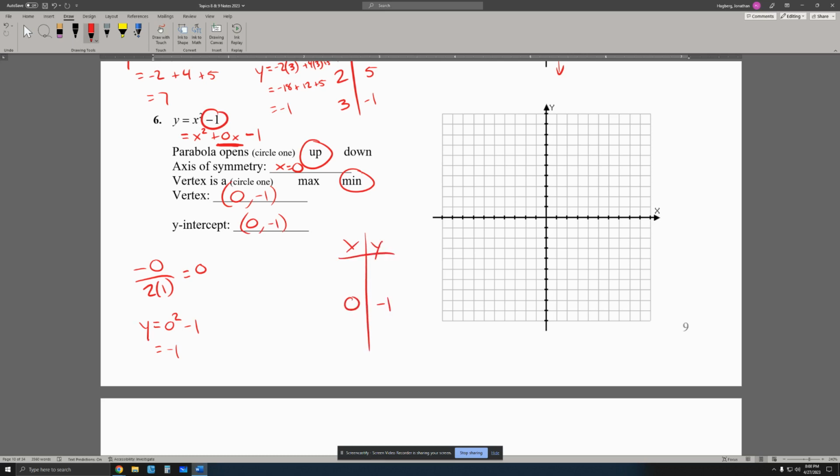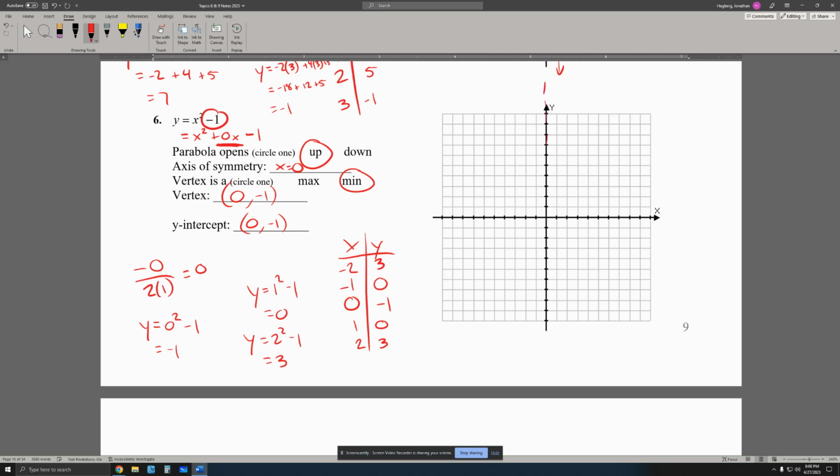We've got to get a few more, so I'm going to choose 1 and 2. If I plug in 1, we get y equals 1 squared minus 1, or 0. So that tells me that we have the points 1, 0 and negative 1, 0. If I plug in 2, we get y equals 2 squared minus 1, or 4 minus 1, or 3. So then we have 2, 3 and negative 2, 3.